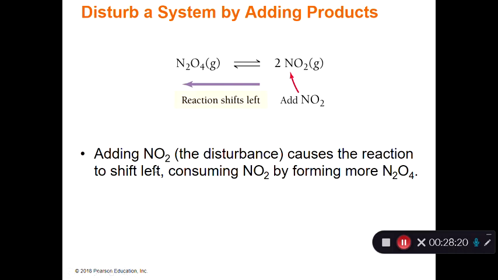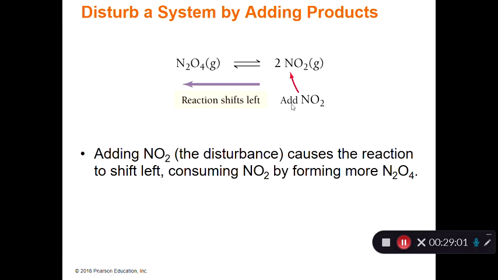We add NO2 manually, intentionally. We increase the concentration of NO2. The system is going to remove this additional NO2. To do that, it's going to use NO2, because it's going back to the equilibrium.